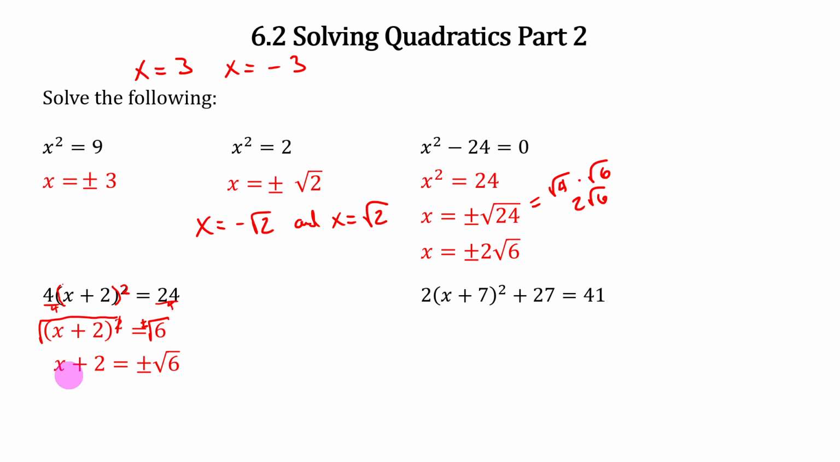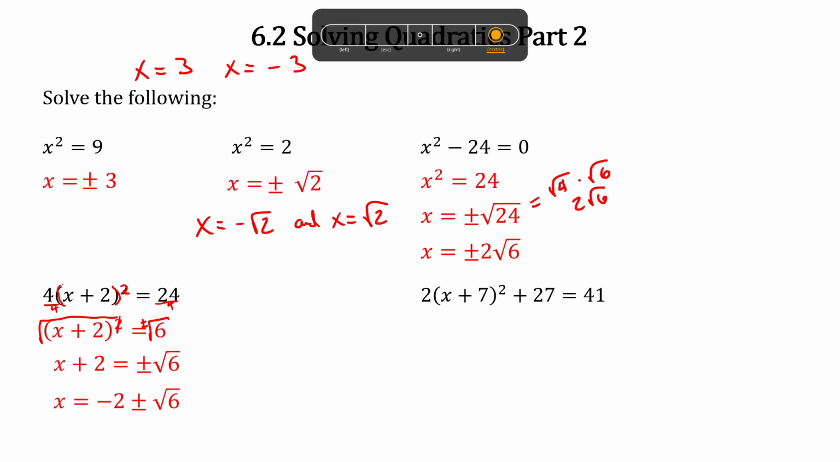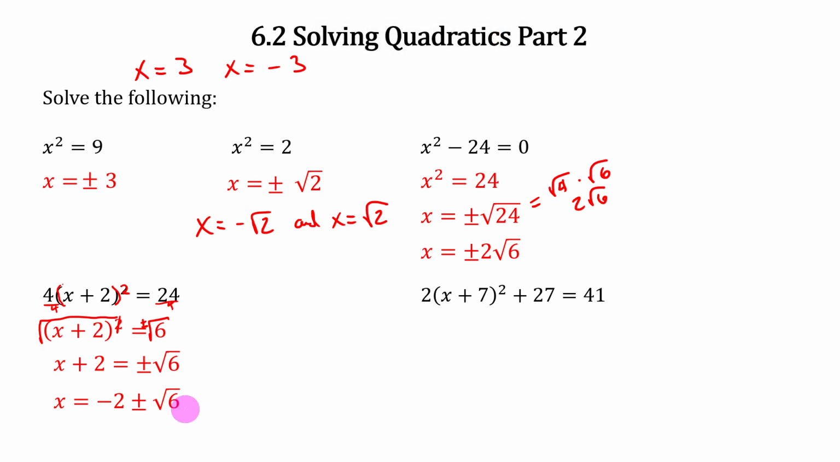So then, just like any algebra problem, I want to get x by itself. I subtract 2 from both sides, and that is my answer. This is how Delta Math will take it. Again, what you are saying is x equals negative 2 minus the square root of 6, but x also equals negative 2 plus the square root of 6.